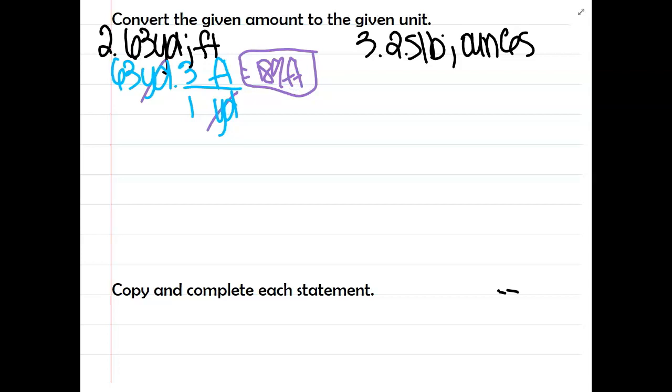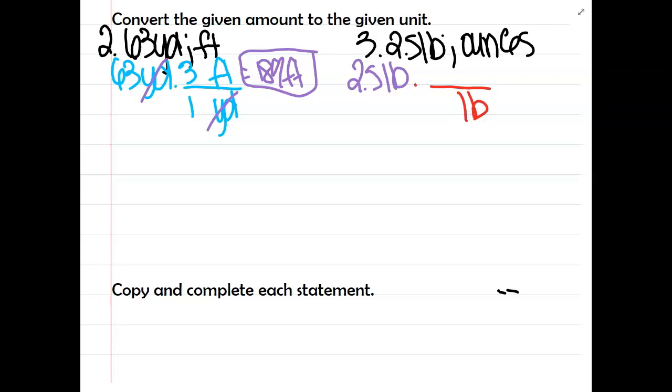Okay, so for number 3, let's do 2.5 pounds into ounces. You're going to start by writing down the unit you're given. I've been given 2.5 pounds. And I want to convert pounds into ounces. So I know that I need to get rid of the pounds. So in my conversion factor, where does the pounds need to go? On the bottom, right?